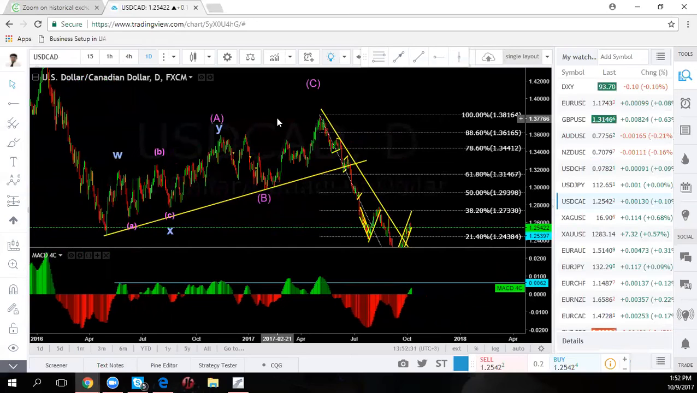Between Y and Z, most of the time there isn't any specific rules, but you will see divergence. I think 90%, 99% of the time you'll see divergence between the Y and the Z.